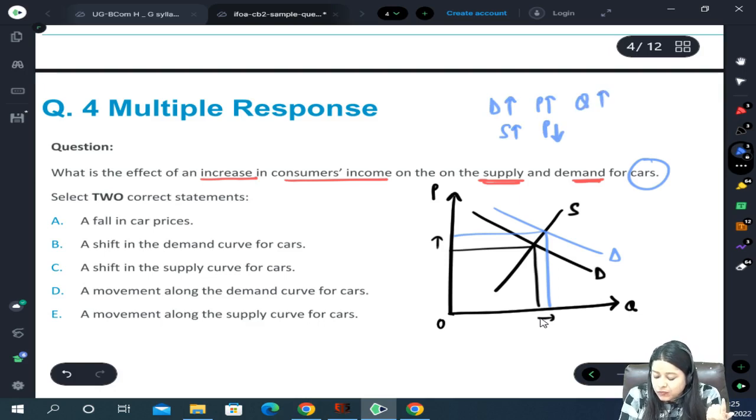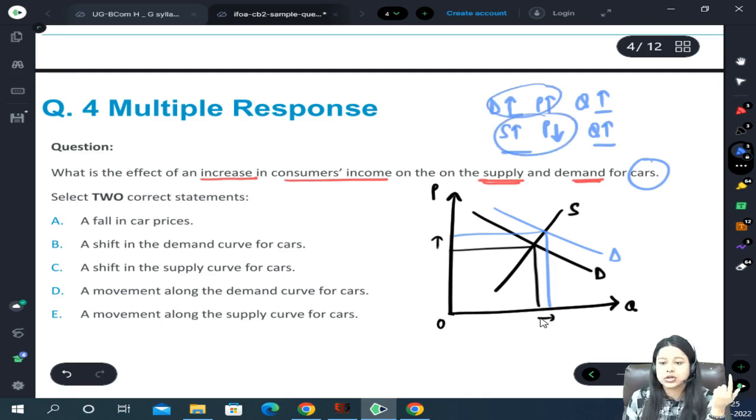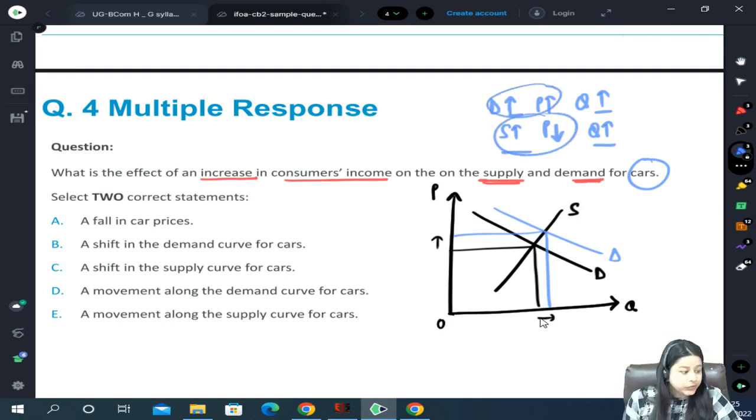And here it will obviously increase. This is same directional, and this is opposite directional. I have taught you all this. Okay, chalo. So select any two. Vishaka has given the correct answer.